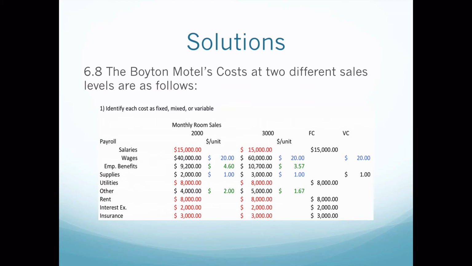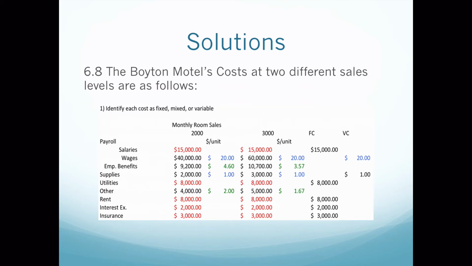And then I go down to employee benefits, and when I do the math of dollars over units, I get $4.60 at 2,000 room sales, but at 3,000 room sales I get $3.57. Those are in green because those are mixed costs. Okay, so since they're mixed costs, we need to separate those costs using the two-point high-low method.